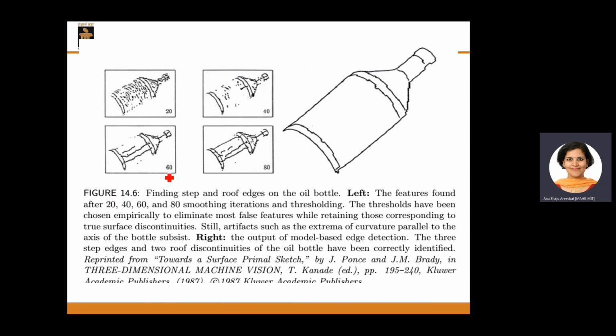So this is an example of finding the step and roof edges for different iterations. As the iterations keep increasing, you get better results. Finally, for a higher iteration, you see that you are able to find the edges in the form of steps as well as roofs properly.